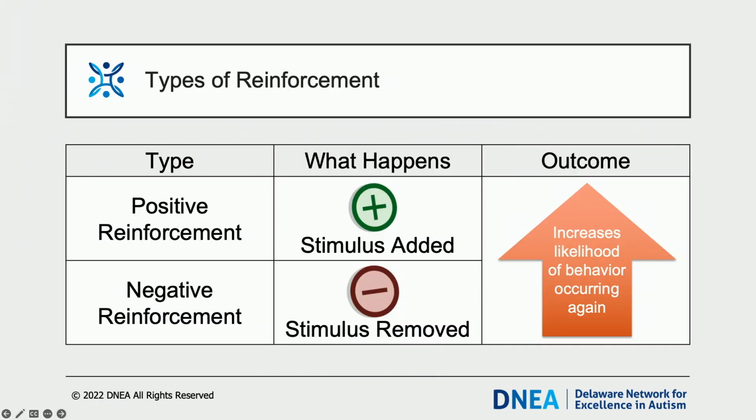There are two types of reinforcement, positive and negative reinforcement. Both increase likelihood of future behavior through their presentation or removal of a stimulus. Positive reinforcement is when a stimulus is added after a behavior occurs, such as receiving a sticker for completing your worksheet. Negative reinforcement is when a stimulus is removed after a behavior occurs, such as when you're in a loud gym environment asking for a break and then being able to leave the gym for a quieter area.